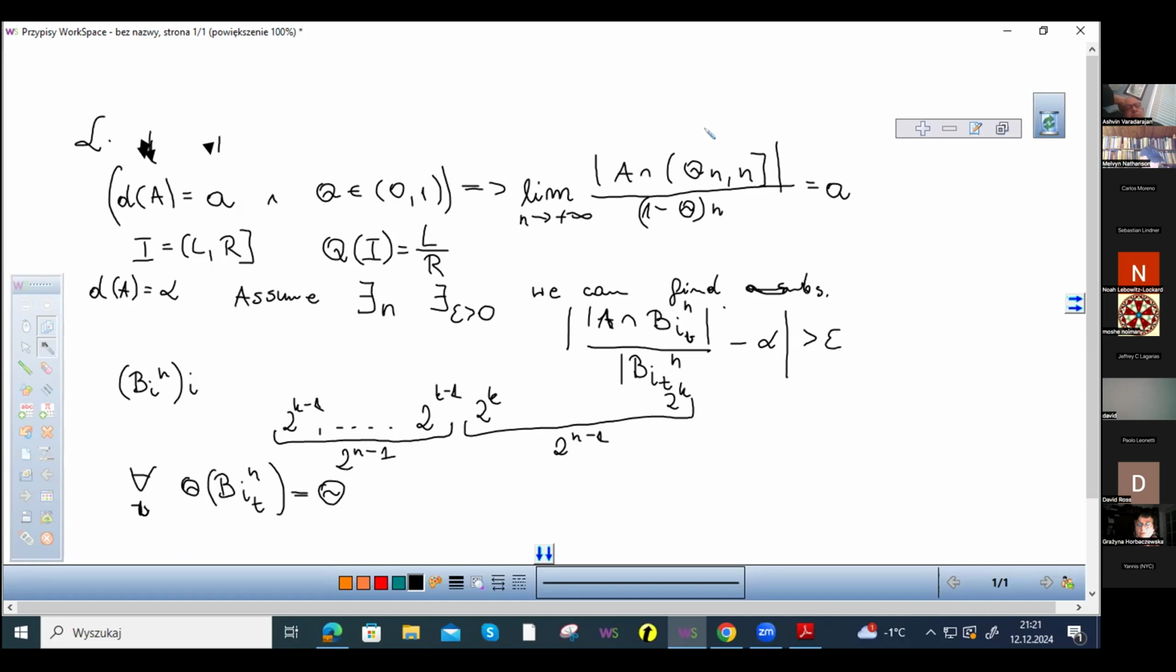So we have a contradiction with this limit, yeah? Because we know now that the density, this limit, should be equal to alpha. So we have something like that.